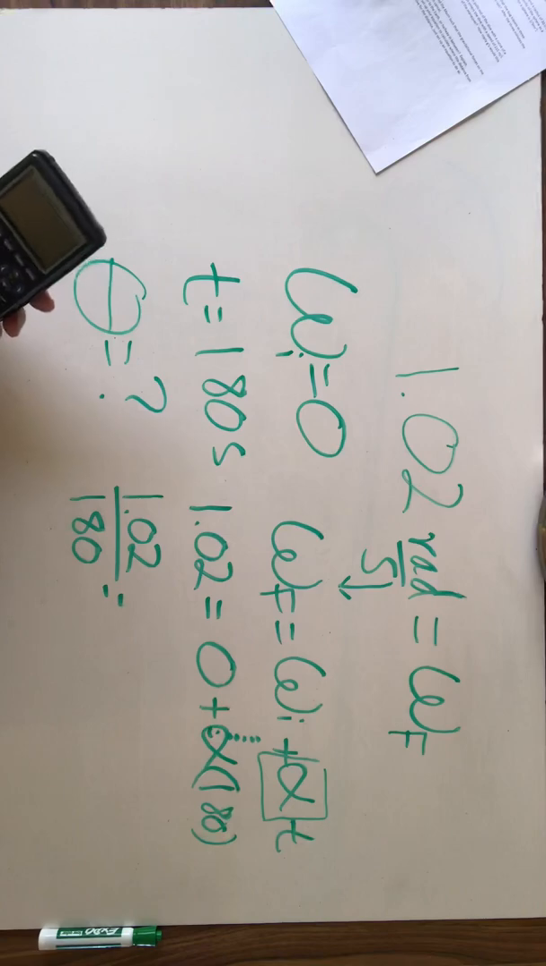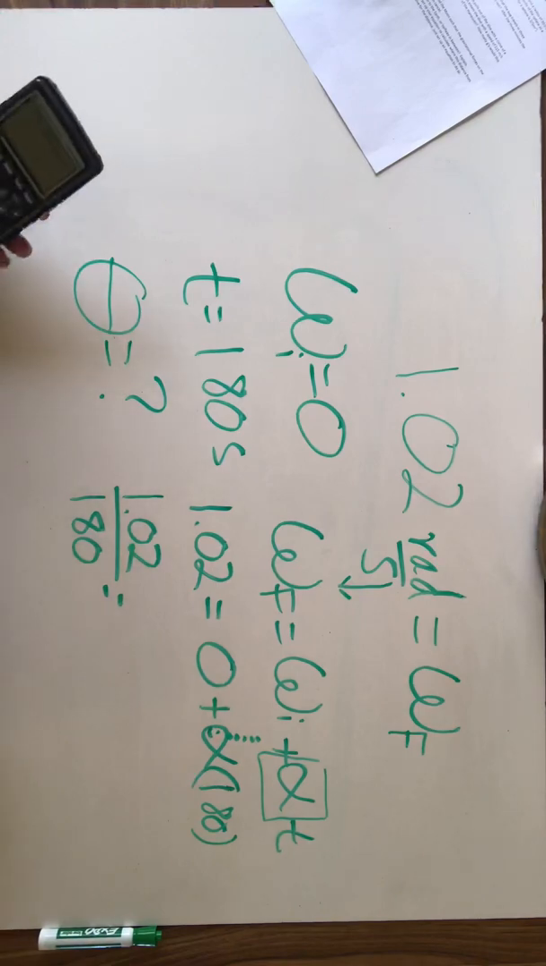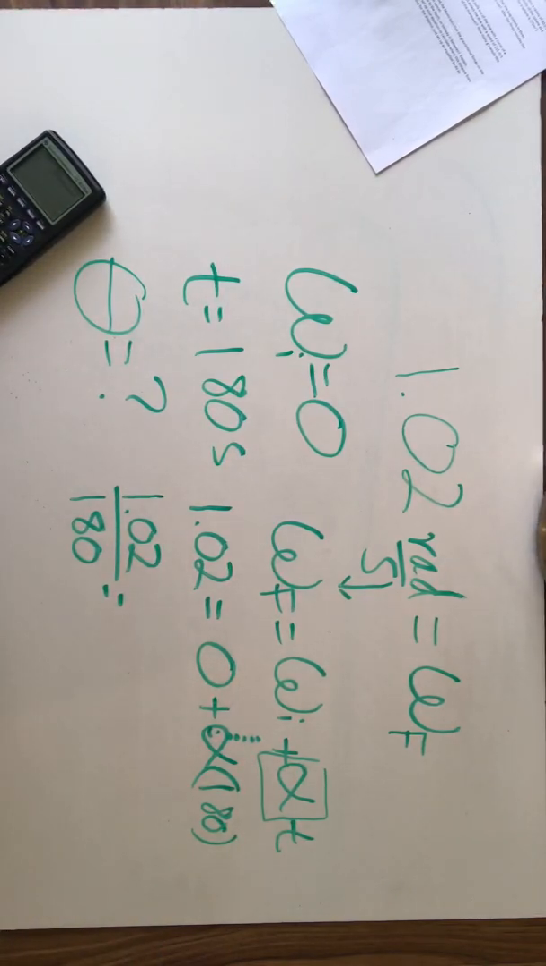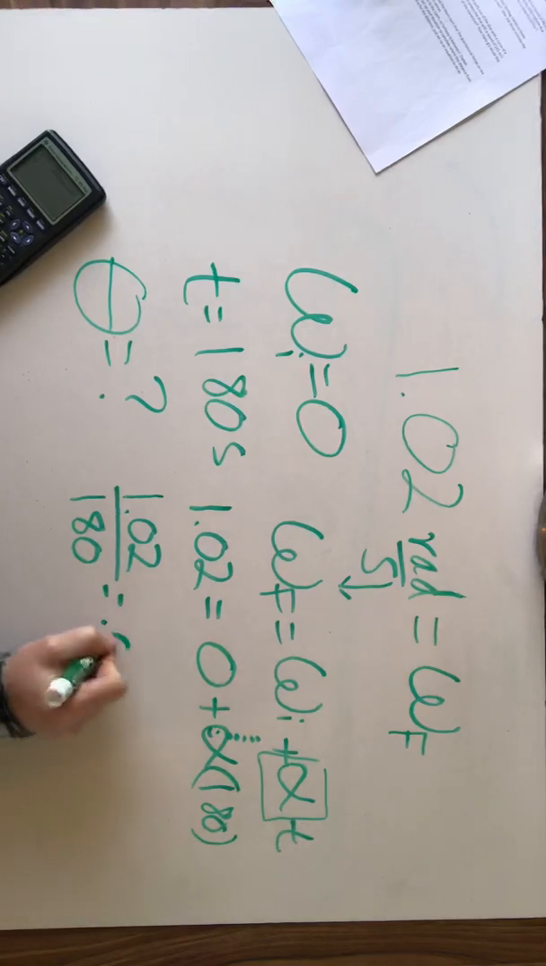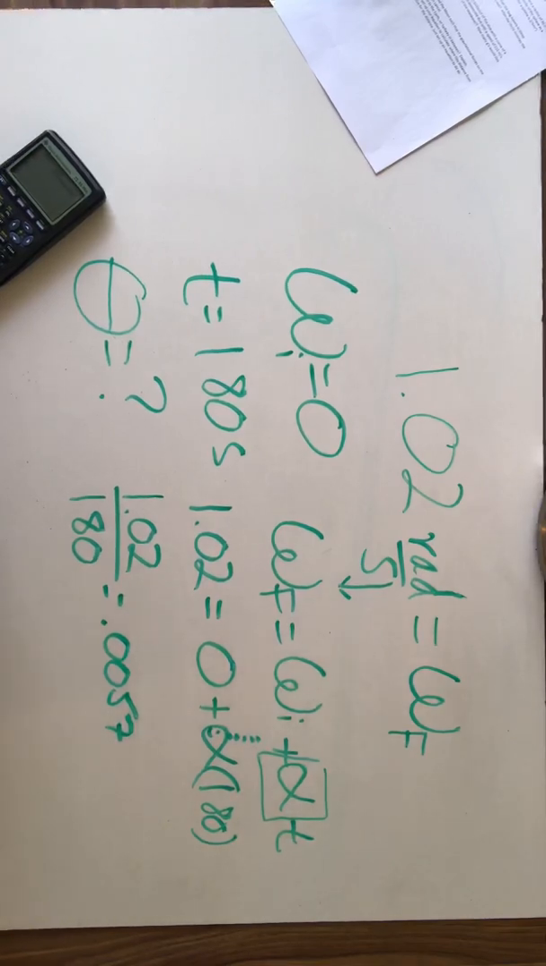So 1.02 divided by 180. That comes out to be 0.0056. I'm going to call it 0.0057. We'll round it to 2 significant figures. Okay, so that is radians per second squared. That's my acceleration. That equals the fish.